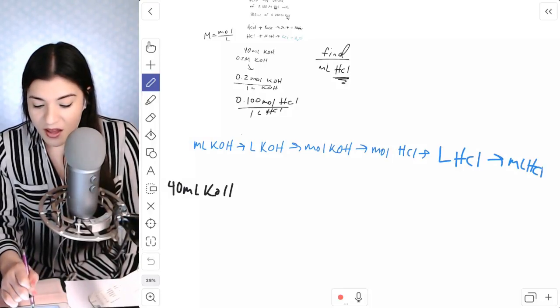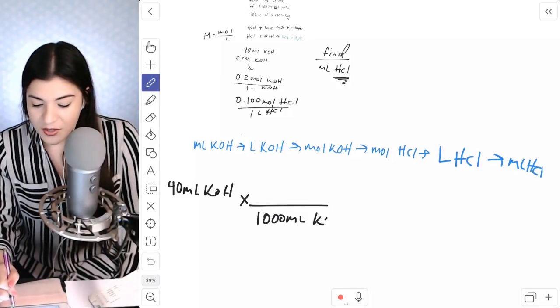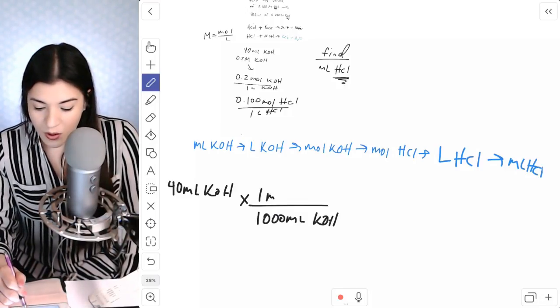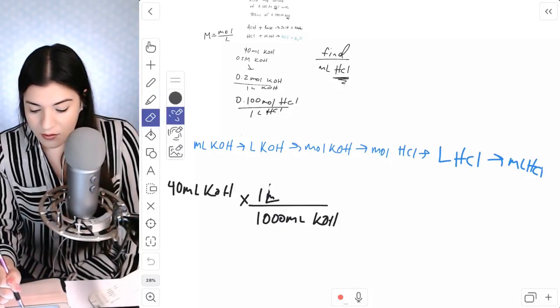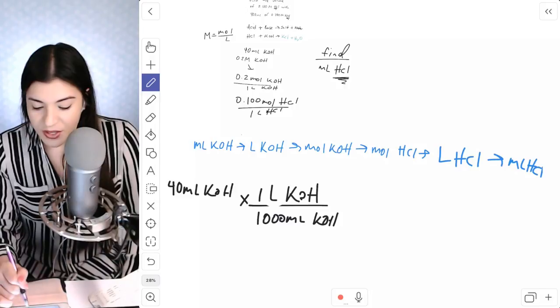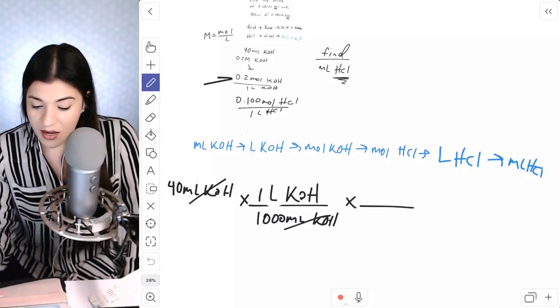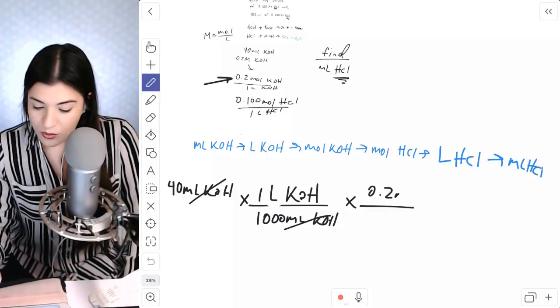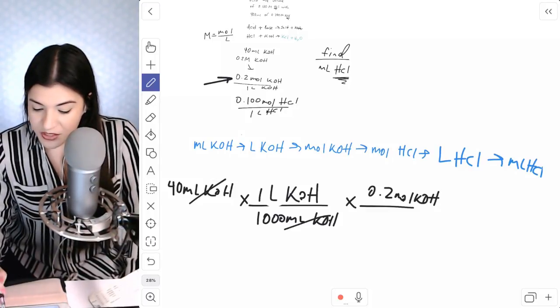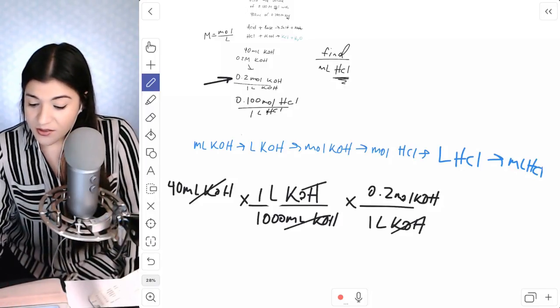of KOH, convert that to liters, so 1,000 milliliters on the bottom of KOH so they can cancel per 1 liter of KOH on top. And then next, so milliliters would cancel. I'm going to use the molarity that was provided right here. So 0.2 moles of KOH on the top per 1 liter of KOH on the bottom. Liters and liters would cancel.